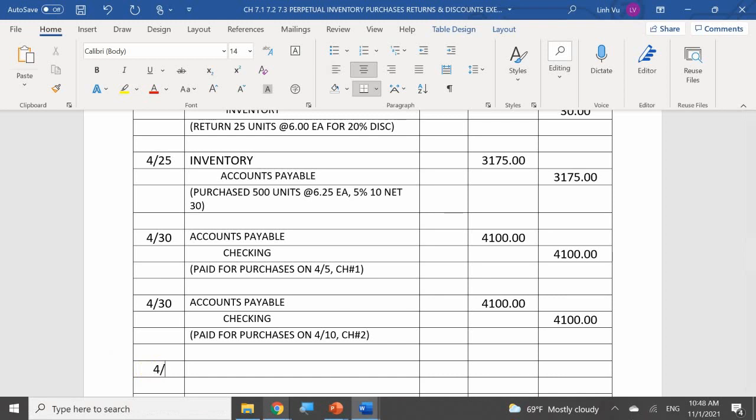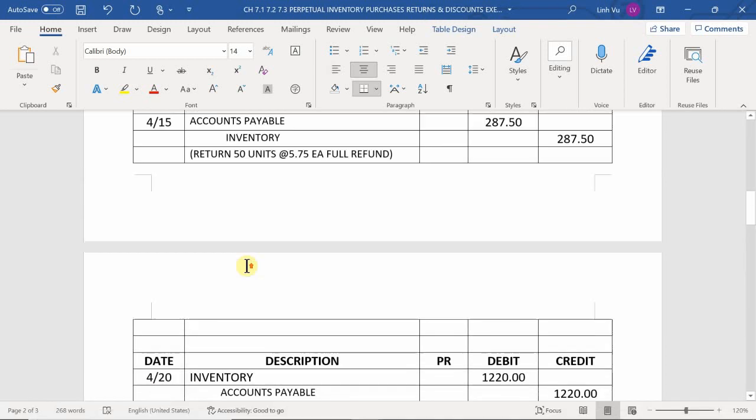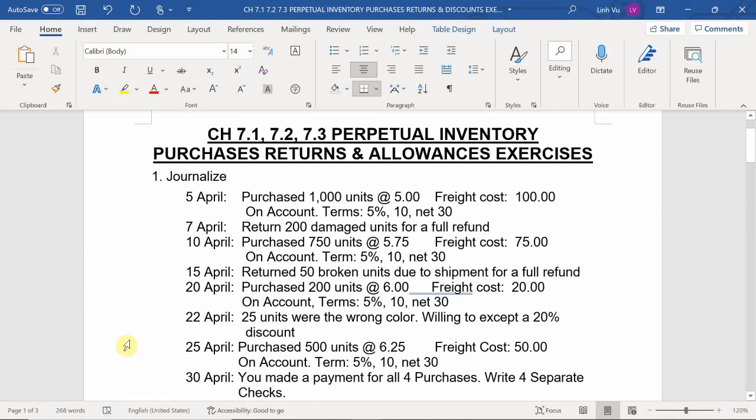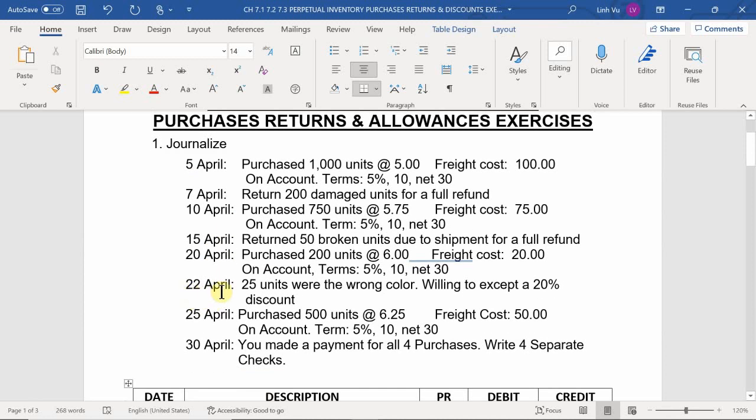So let's pay for our third batch of inventory. The third batch of inventory we purchased on April 20th. I purchased 200 units at $6 each. And I ended up getting an allowance of 20% off of the 25 units that I was trying to return, because they sent me the wrong color. So I got a 20% discount off of those 25 units.